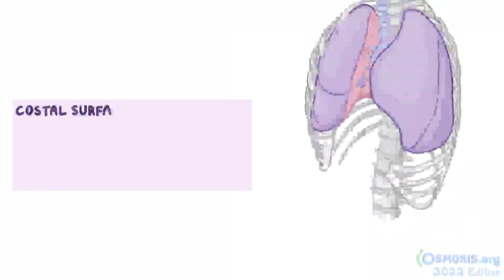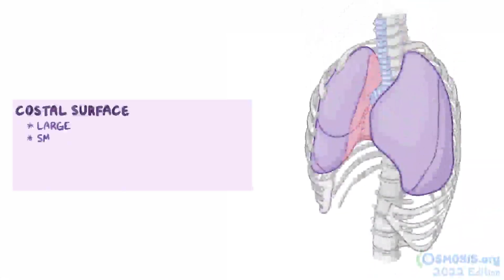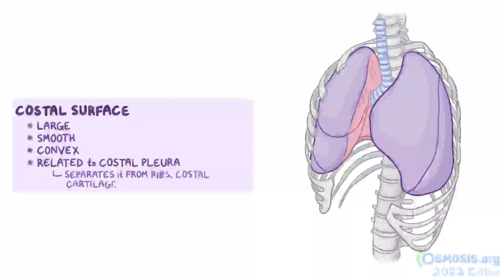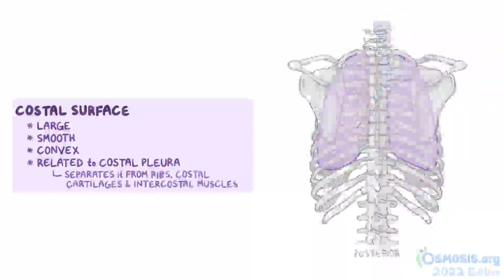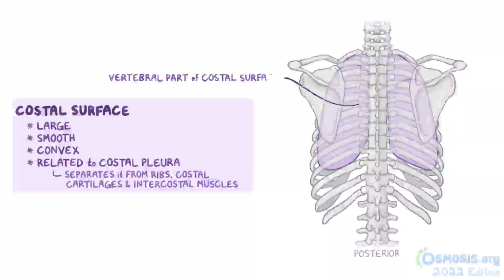Next, there are the lung surfaces. The costal surface of both lungs is large, smooth, and convex, and related to the costal pleura, which separates it from the ribs, costal cartilages, and intercostal muscles. The posterior part of the costal surface is in relation to the bodies of the thoracic vertebrae, sometimes called the vertebral part of the costal surface.